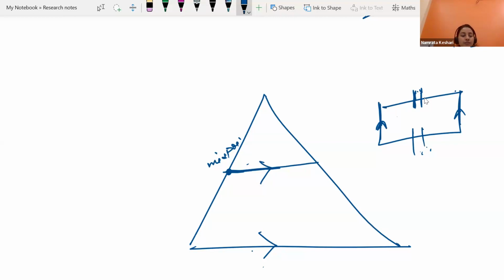So if a line starts from the midpoint of one of the sides, passes through it, and is parallel to another side, then this line must bisect the third side. This is the third side we have. Are you getting it, Aisha and everyone? We have to show that this line is bisecting the third side. What is given and what we have to find. Is it clear, Aisha? Yes. If a line passing through the midpoint of one side, parallel to another side, bisects the third side, that's what we have to show.